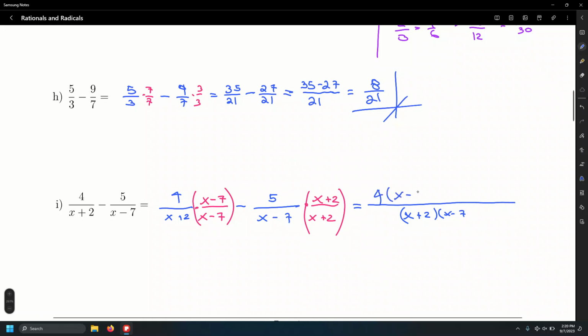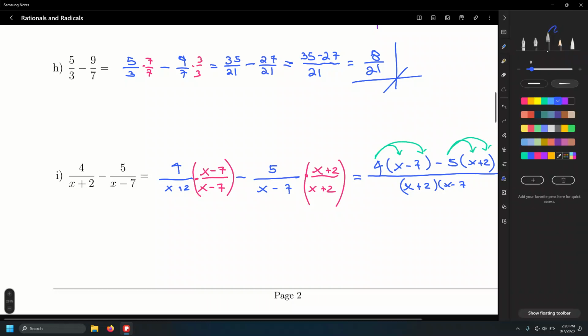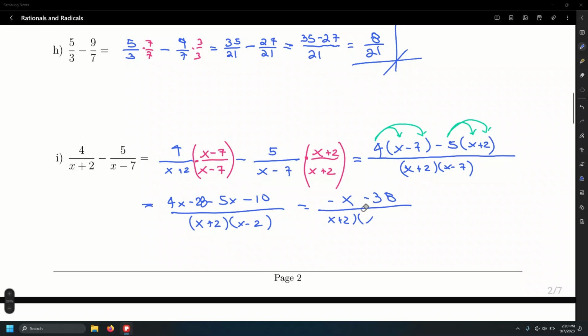So 4 times x minus 7 minus 5 times x plus 2. And I guess from here, you know the drill. Distribute the 4, distribute the negative 5 along with the sign. And that's going to give us what? That's 4x minus 28 minus 5x minus 10. Very careful with the signs. And then the whole thing divided by, keep writing the common denominator, x plus 2 times x minus 7. Would that be 28? Oh yeah, 28. Yep. So 4x minus 5x equals negative x. And negative 28 minus 10, is that negative 38? Which divides by x plus 2 times x minus 7.